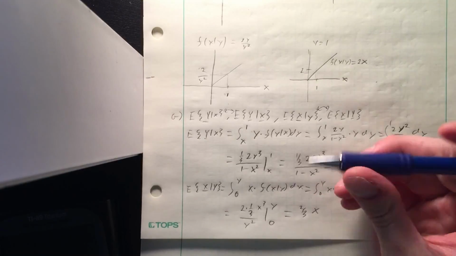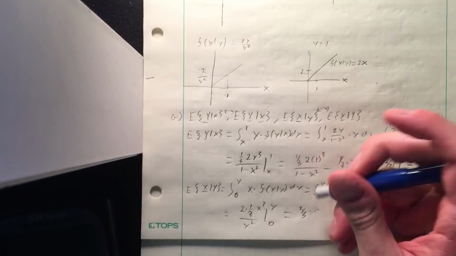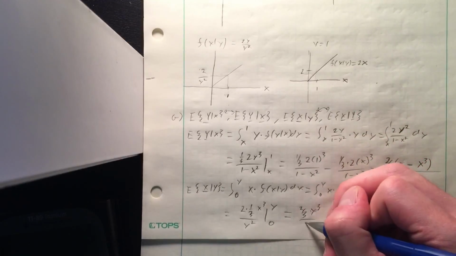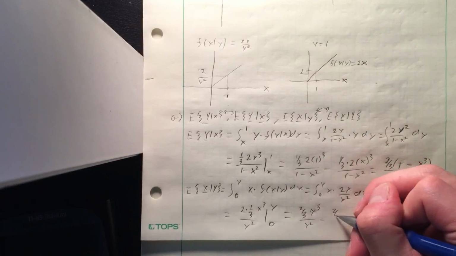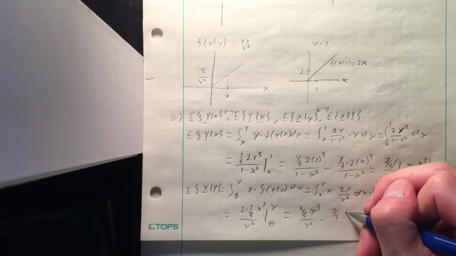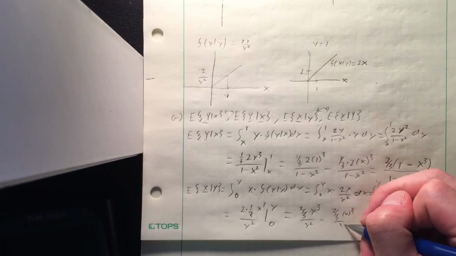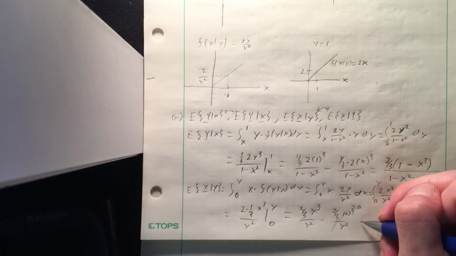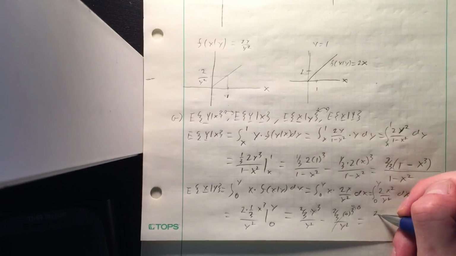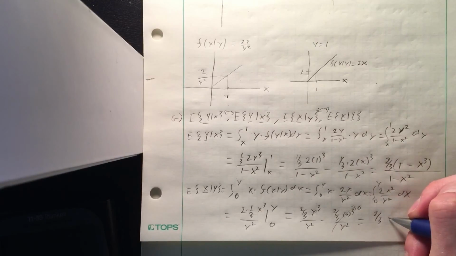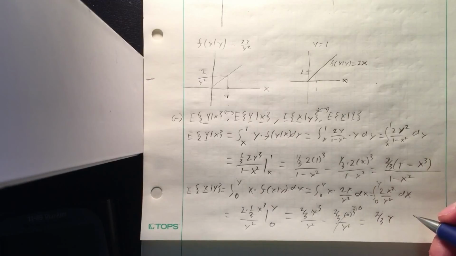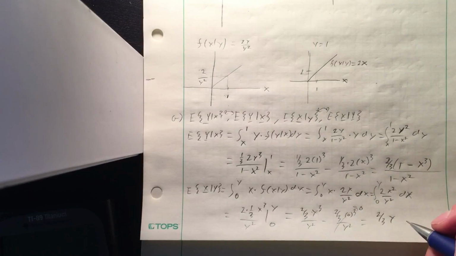x, y cubed over y squared, minus 2/3 times 0 cubed over y squared, so it's 0. So we're left with 2/3 y. And that completes the question for number 1, homework number 6. Thanks for watching.